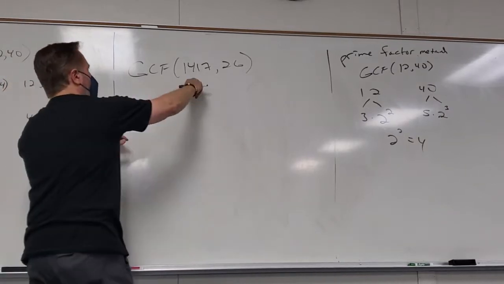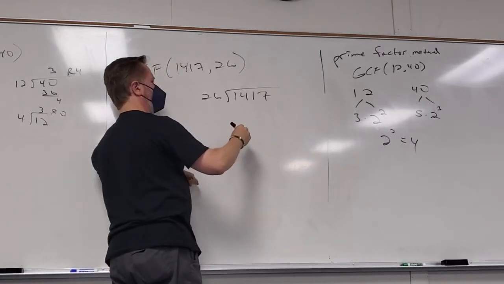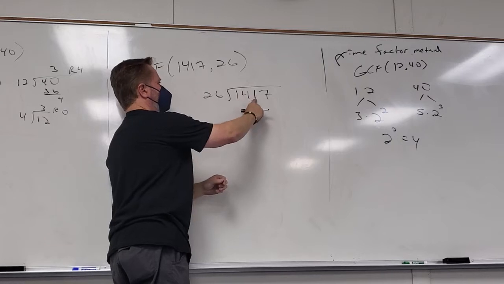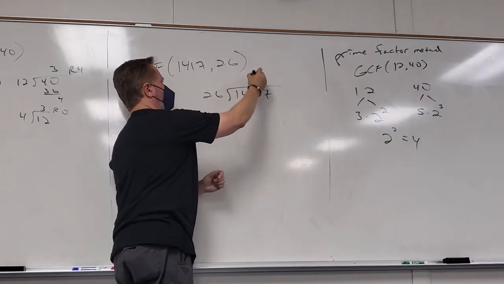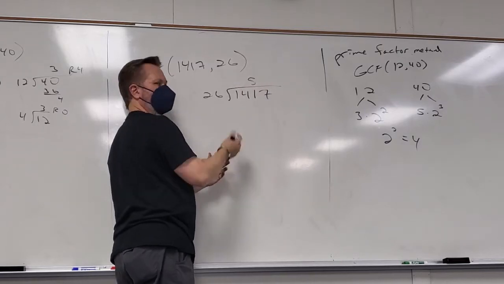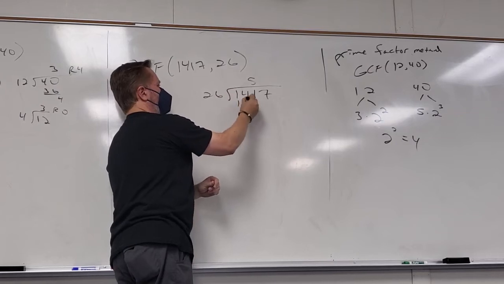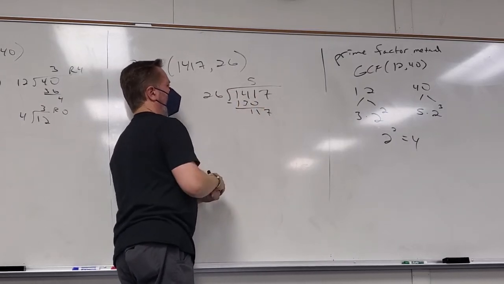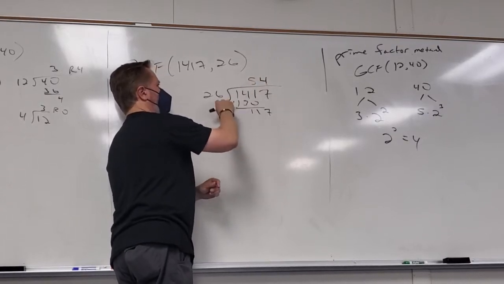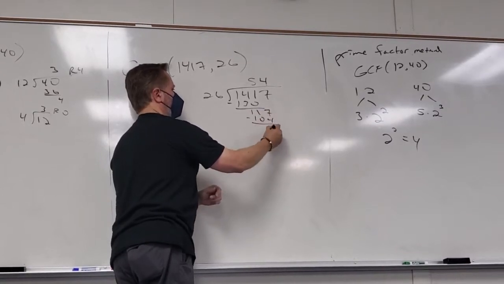So 26 into 1417. 54.5. Long division. Two goes into 14 about five times. Five times 26, 130. 117. Five is 130, so four are probably good. Four times 26 is 104. Is that right?